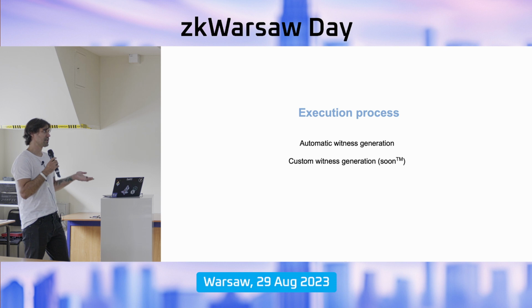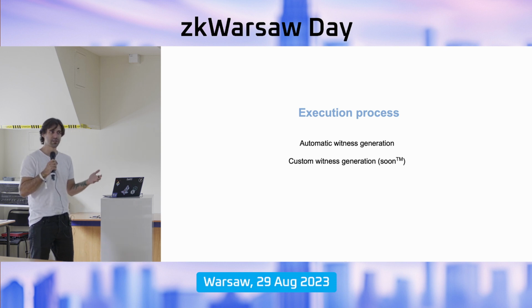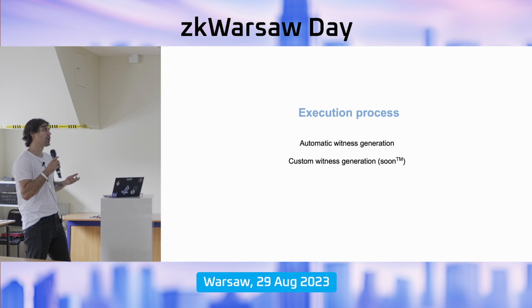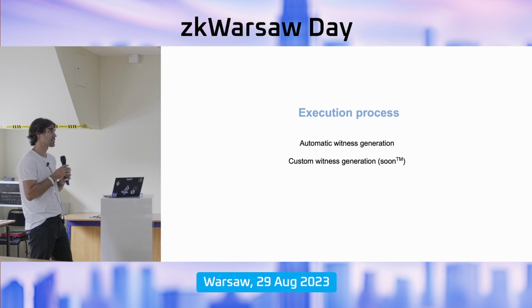The execution process is very simple. Currently, there's automatic witness generation. You only have to give the prover inputs if your program needs prover inputs. But we know that a lot of optimized coprocessors will need custom witness generation, and this is something we're currently working on.